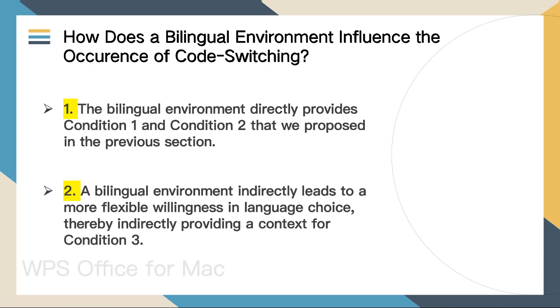First, individuals living in a bilingual environment and using two languages are largely bilingually proficient. Therefore, they already have the ability for code switching. So the bilingual environment directly provides condition 1 and condition 2 that we proposed in the previous section. Second, a bilingual environment indirectly leads to a more flexible willingness in language choice, thereby indirectly providing a context for condition 3.